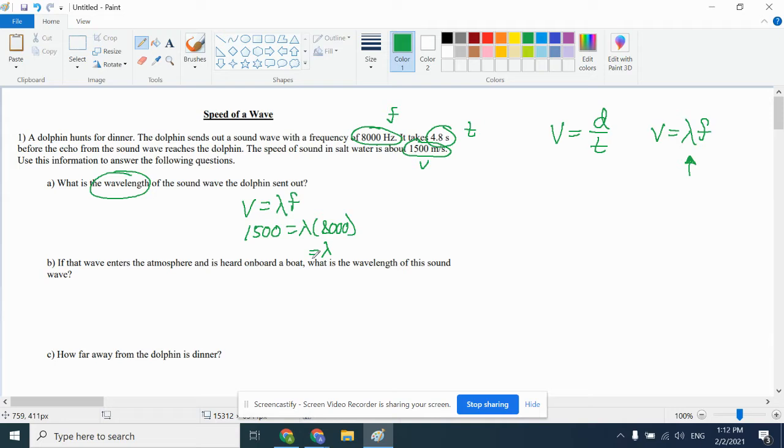So grab a calculator, 1,500 over 8,000. I get a wavelength of 0.1875 meters, or about 19 centimeters.